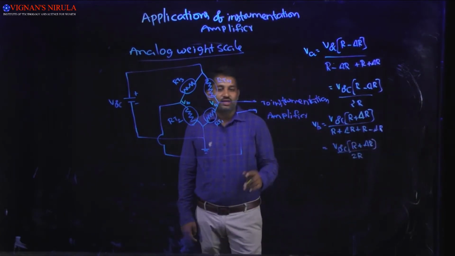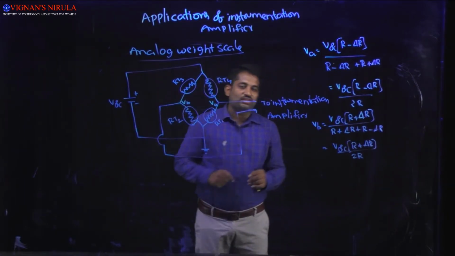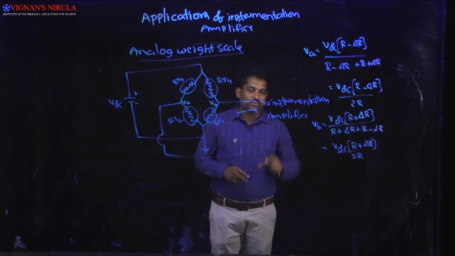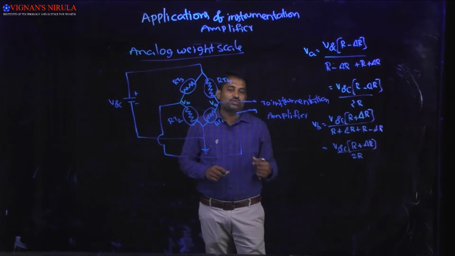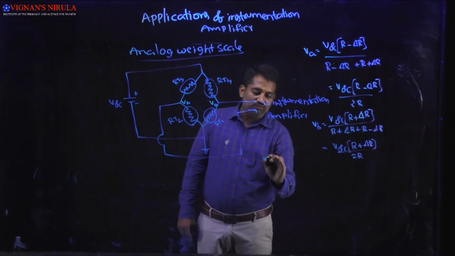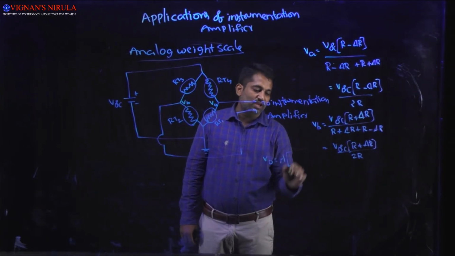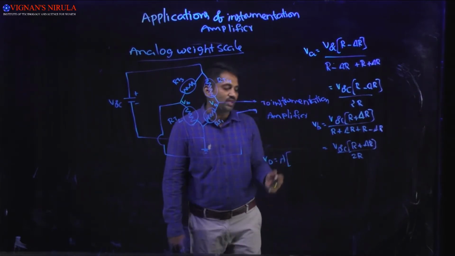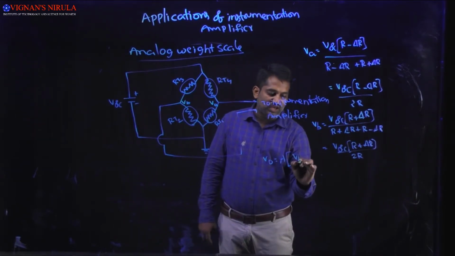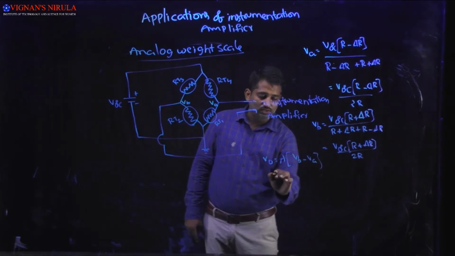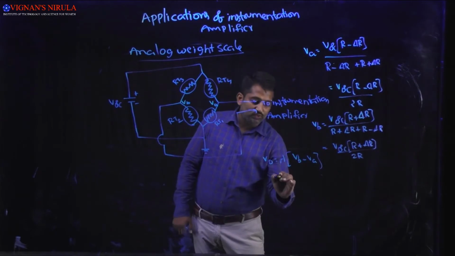Finally, we apply the VA and VB values at the two non-inverting terminals. From there we calculate the output voltage of the instrumentation amplifier. So V0 will be equal to gain into VB minus VA. If we take VDC by 2R common from VB minus VA, and substitute the VB value and VA value, then take VDC by 2R as common.